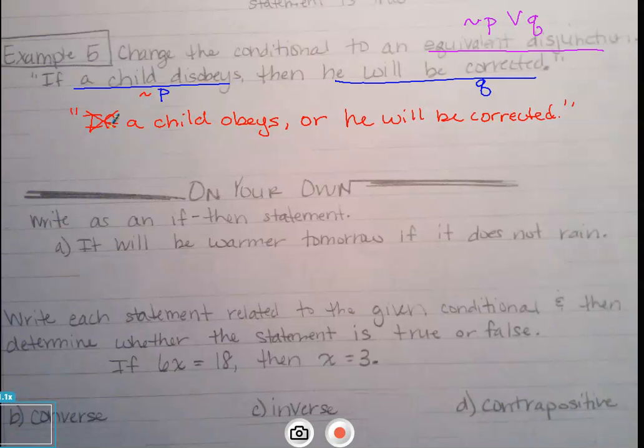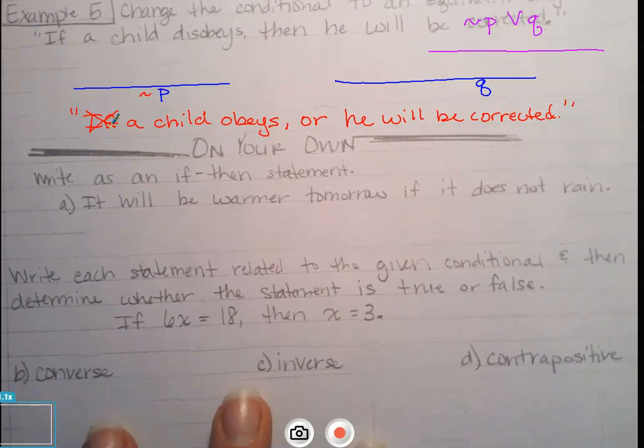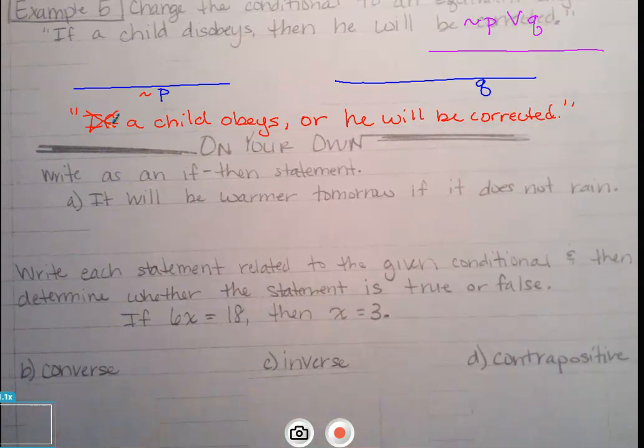So on your own, I want you to do those down there. Okay, write an if-then statement for A. Write it as an if-then statement, which we worked on Monday. And then write each statement related to the given conditional, and then determine whether the statement is true or false.